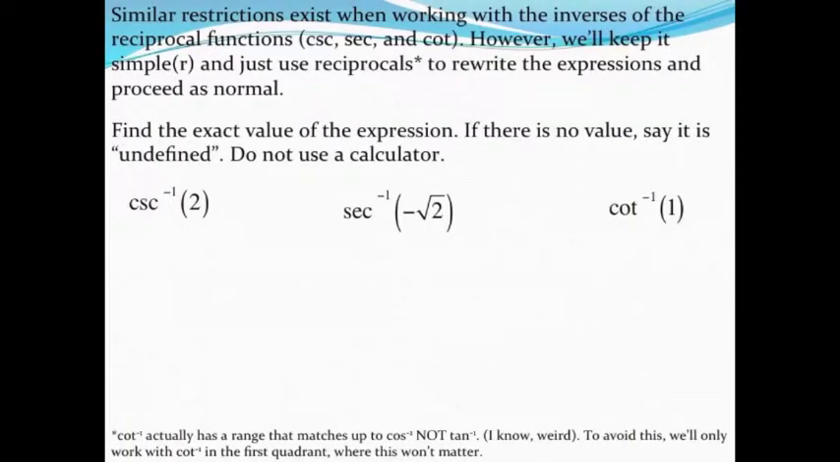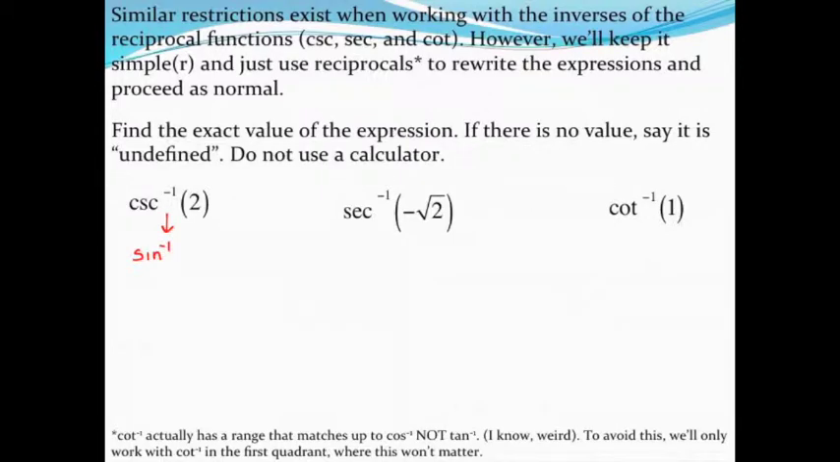In our last video, we took a look at evaluating inverse trigonometric functions, sine, cosine, and tangent. In this video, we're going to work with their reciprocals, so the inverse cosecant, the inverse secant, and inverse cotangent. To keep it relatively simple for our purposes, we're going to rewrite these using their reciprocals. So we know that the reciprocal of cosecant is sine, so we're going to rewrite this problem as the inverse sine of.